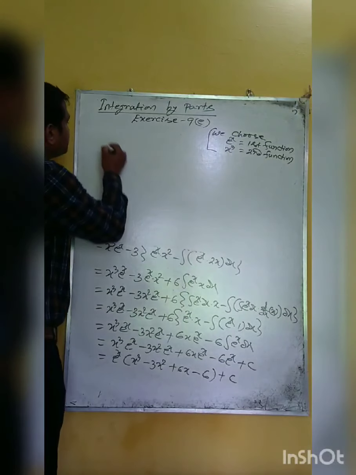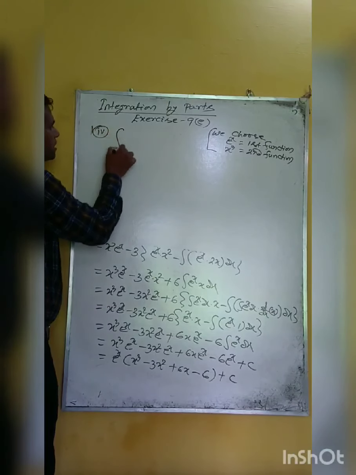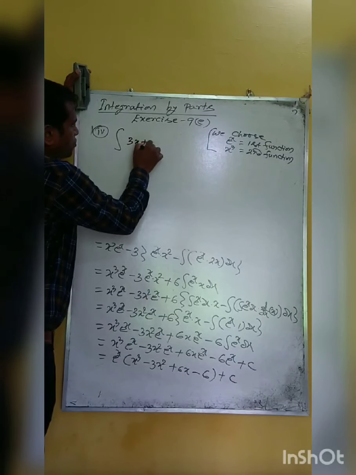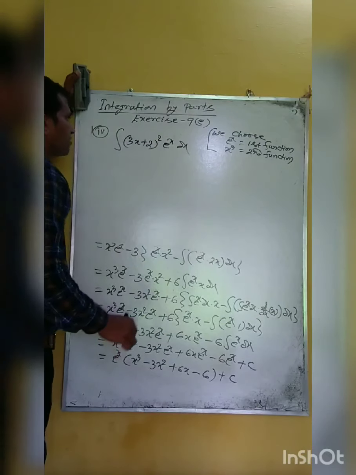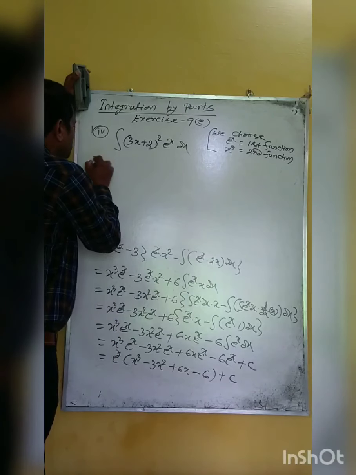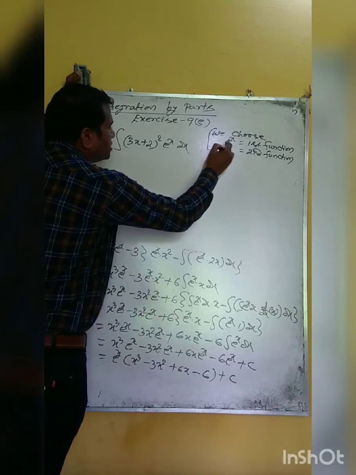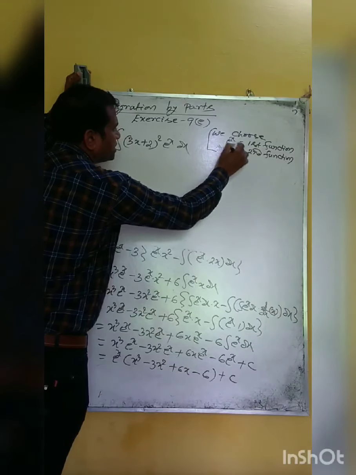Number 1, part (iv): integral of 3x plus 2 whole square e to the power x dx. Here we choose e to the power x as the first function and 3x plus 2 whole square as the second function.